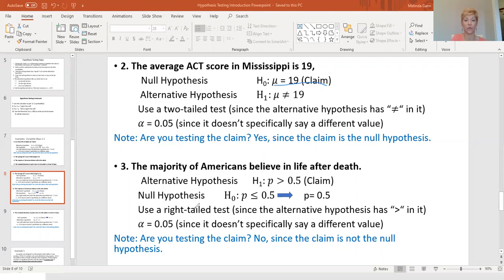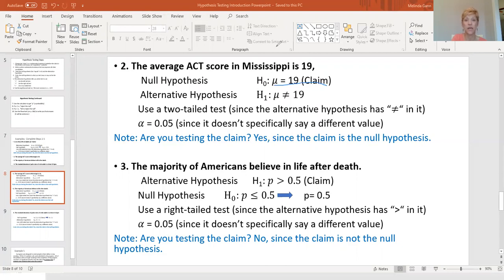So I'm going to use something called the right tail test. And then again, alpha's 0.05. Am I testing the claim on this problem? The answer is no, because that claim is not your null hypothesis, and you're always testing the null hypothesis. Now remember, I'm warning you, you have this on your paper, but when you turn to the back of the book, they're always going to change the null to just equals.